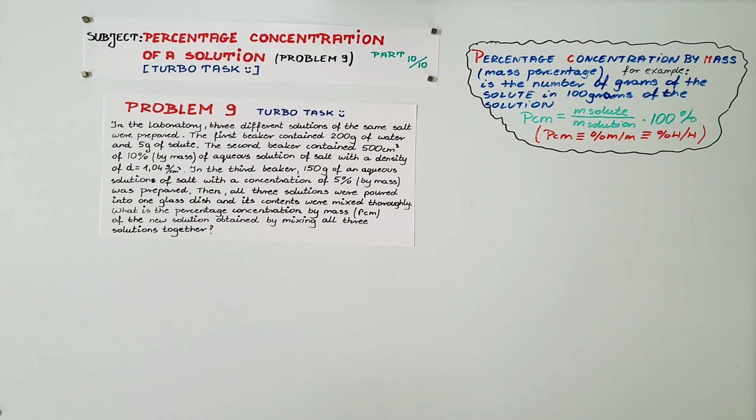In the third beaker, 150 grams of an aqueous solution of salt with a concentration of 5% by mass was prepared. Then, all 3 solutions were poured into one glass dish and its contents were mixed thoroughly. What is the percentage concentration by mass of the new solution obtained by mixing all 3 solutions together?